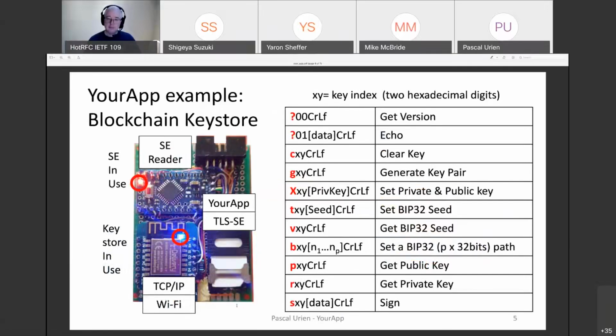This slide shows you an application example, a blockchain key store. The right part shows ASCII commands used to generate a key, to set a key, to compute a key according to the BIP32 specification, and to sign a transaction. The left part is a low-cost prototype board. An Arduino Mini is used as a reader for secure elements. It manages the ISO 7816 protocol and provides you an interface with the Wi-Fi SoC. The Wi-Fi SoC has a TCP/IP stack and performs network exchange. So next slide, please.